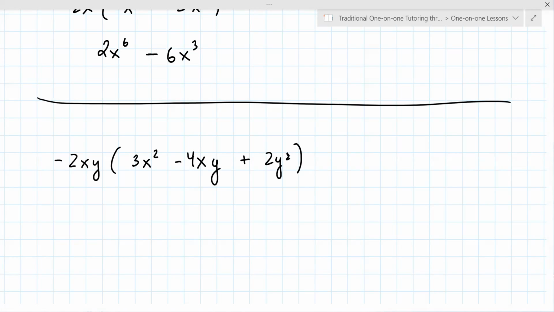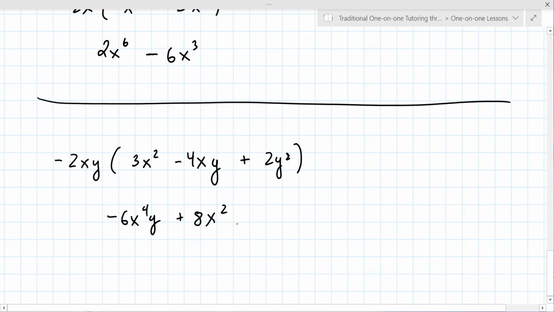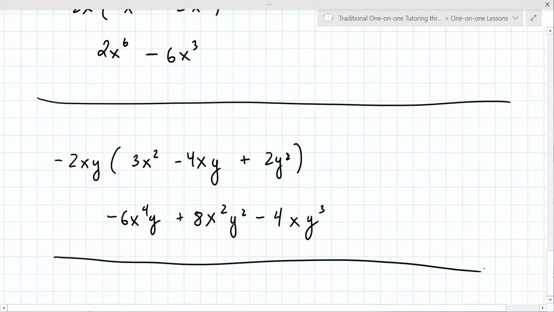All right, minus 6x to the 4th power y. So like minus 6x to the 4th power y. And then positive 8x to the 2nd power and y to the 2nd power. Okay, keep going. And then negative 4x and y cubed. Good.